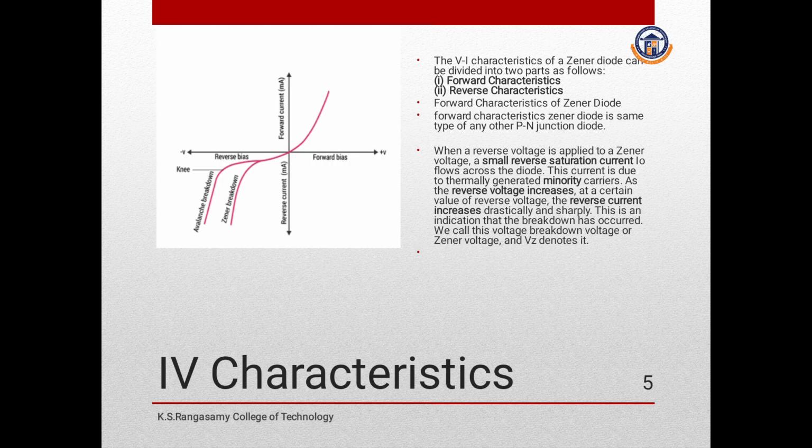So this is the characteristic curve. The PN junction diode's forward characteristics curve is the same as that of the Zener diode. So the Zener diode will have the forward characteristics curve. As the voltage increases, the diode starts conducting, acting as a closed switch.